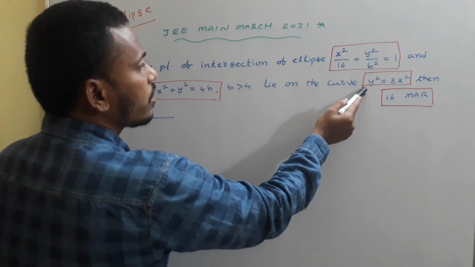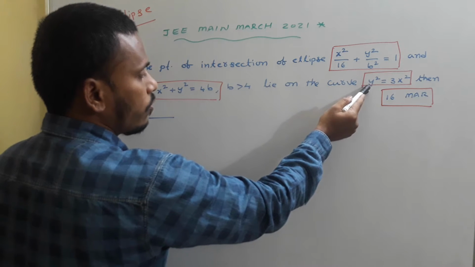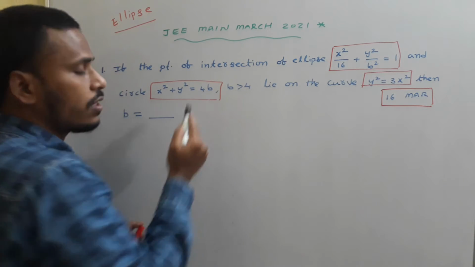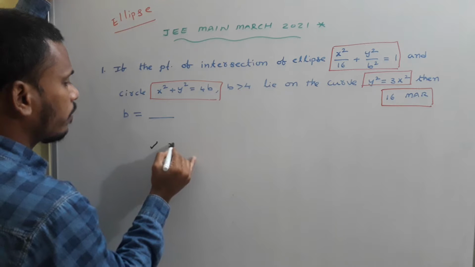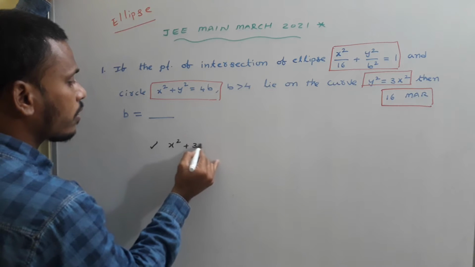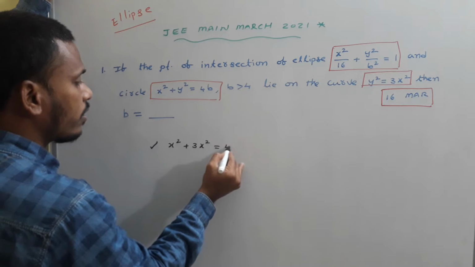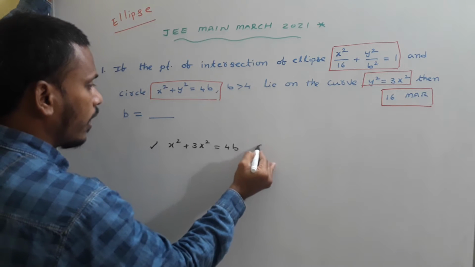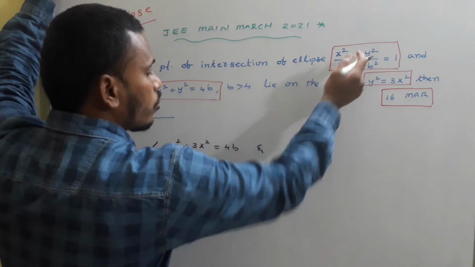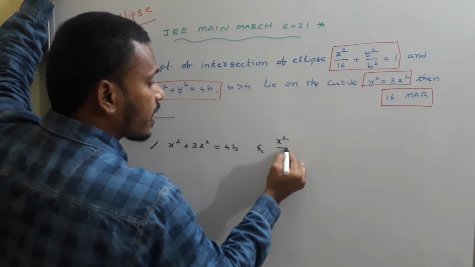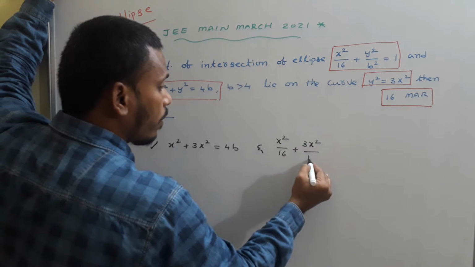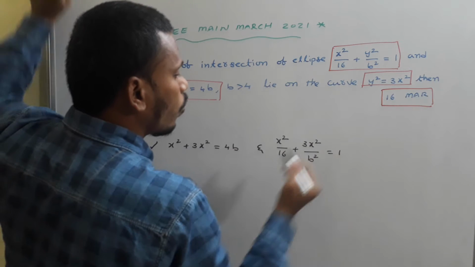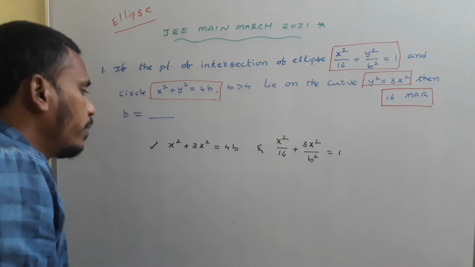So y square is equals to 3x square. First use that to convert these two equations in x. So this equation will become x square plus 3x square is equals to 4b, and y square is equals to 3x square in the ellipse form: x square by 16 plus 3x square by b square is equals to 1. We need to calculate b, right?